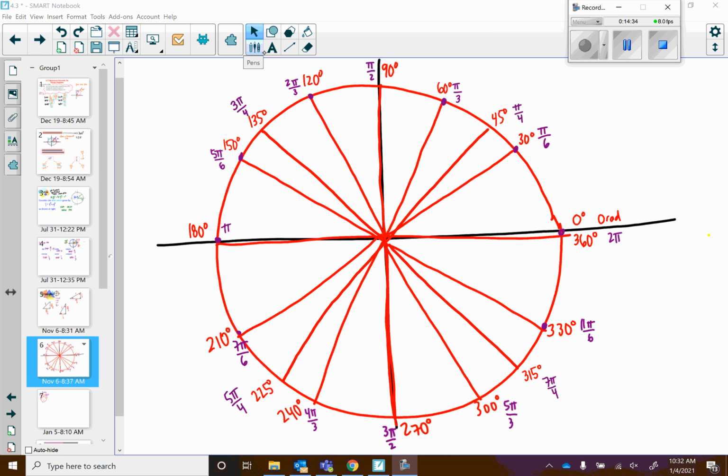All right, I just took a moment to clean it up a bit. Notice we have every single angle drawn here. We have every single angle drawn with both degrees and radians.